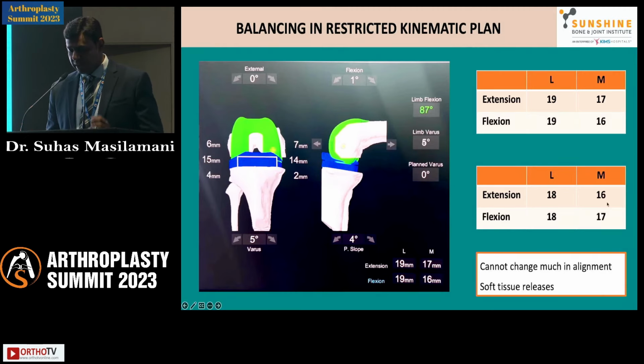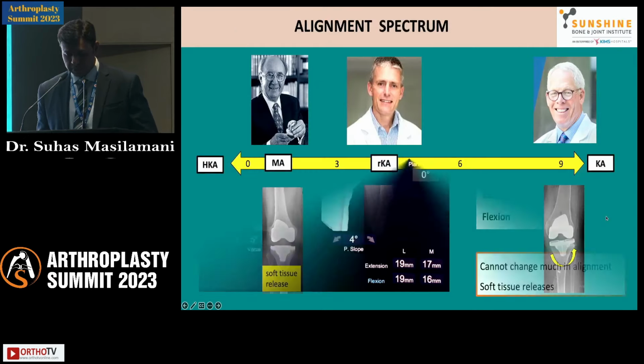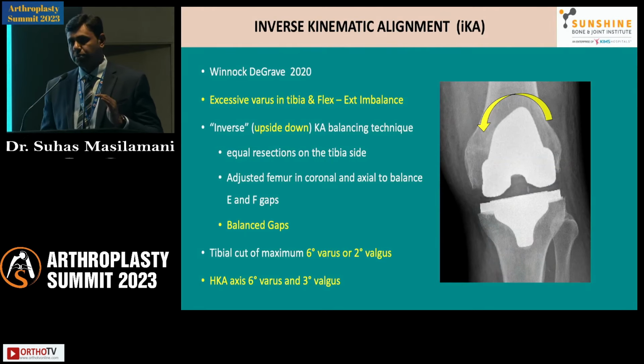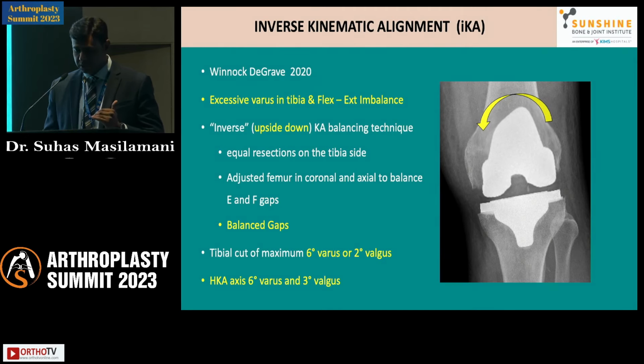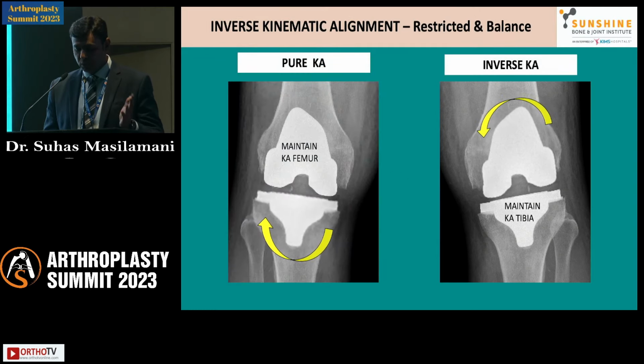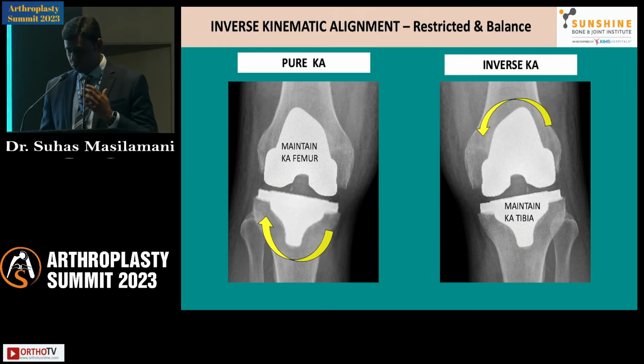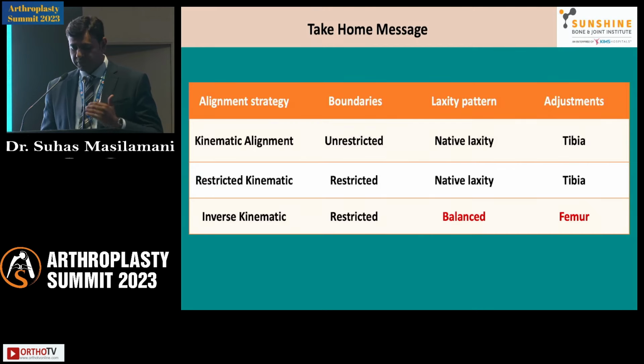So here you can see that I've induced tightness on my medial side because I reduced the gap, and then I had to do soft tissue releases in these patients. A quick word on inverse kinematic. It is exactly opposite to kinematic alignment, where de Graaf said, instead of moving the tibia, let us move the femur, because he was too worried about how much varus is being given on the tibia. So you can see the main difference between pure kinematic and inverse kinematic is, in pure kinematic, you manipulate the tibia. In inverse kinematic, you actually manipulate the femur. So here, inverse kinematic is a balanced philosophy, and then instead of moving the tibia, you're moving the femur.